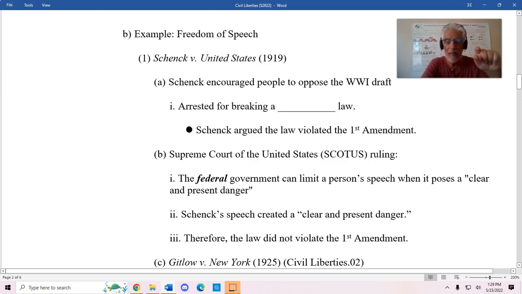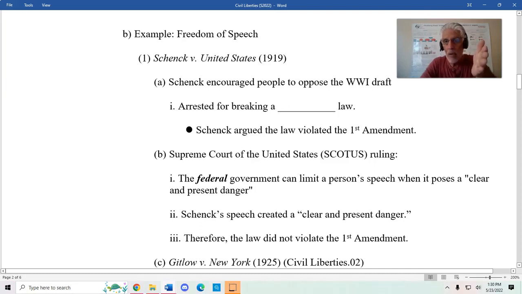Mr. Schenck was encouraging people to oppose the draft in World War I. So he was walking around, I believe, recruitment centers and telling people that the war was a war between the capitalists and you should let the capitalists kill themselves, and then it'll usher in an era of the working people being in charge. That was his argument. And so he was arrested for breaking a federal law. Now, one of the ways that we know that is it's Schenck versus the United States government.